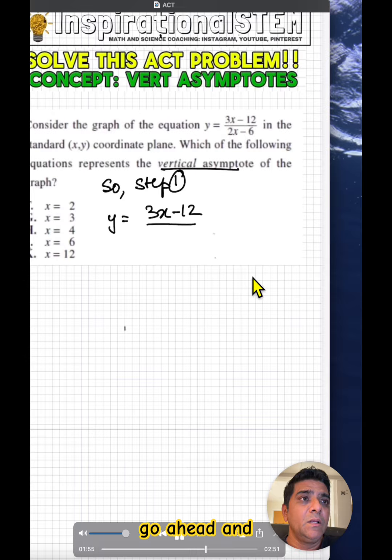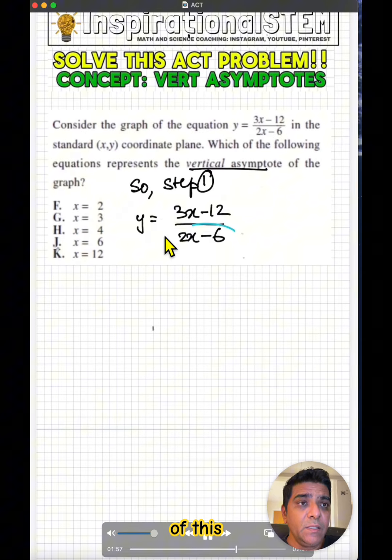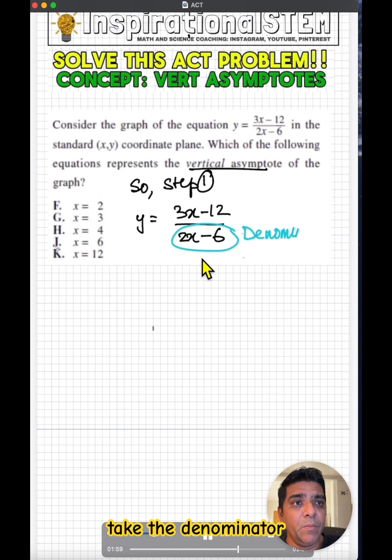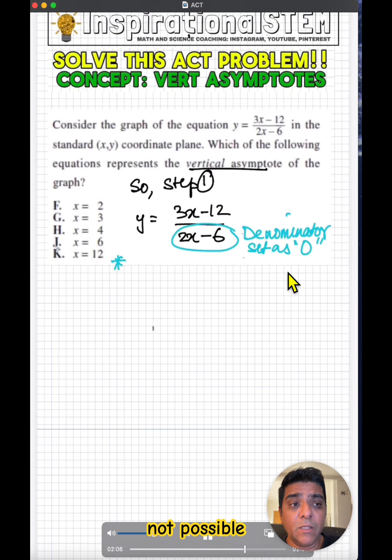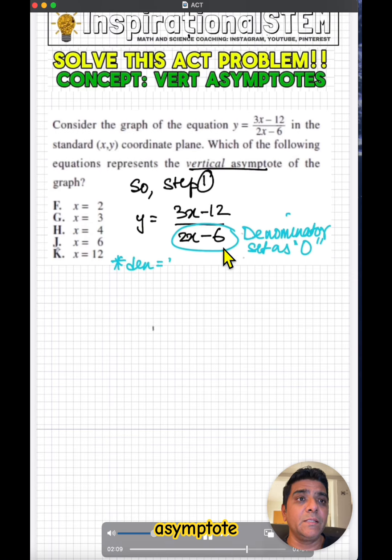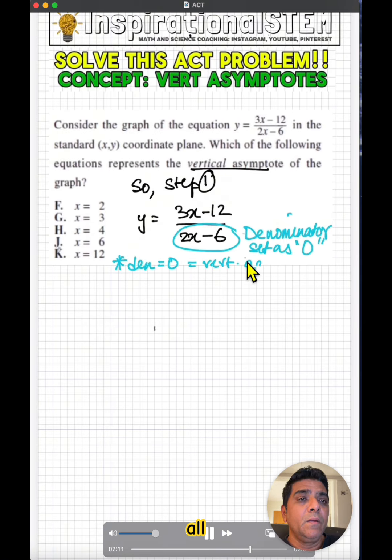So let's go ahead and see the different steps of this. Step 1 is we're going to take the denominator 2x minus 6, which is right here, and we're going to set it equal to 0, because we said that's not possible, it does not exist, so there's a vertical asymptote there. All right, so denominator equals 0 is a vertical asymptote.